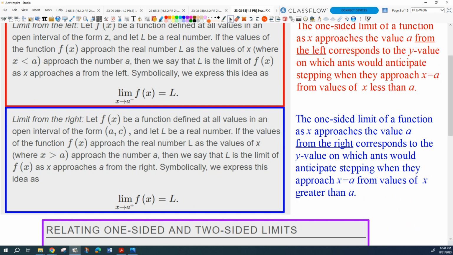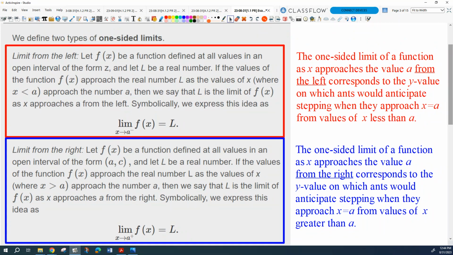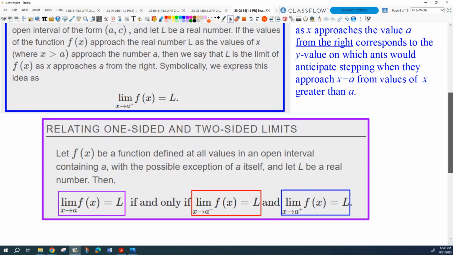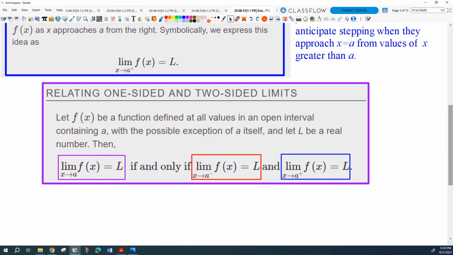Okay, so the plus sign in the superscript means that x is approaching a from the positive direction. Okay, from positive infinity, sometimes people say. And this is what we call a one-sided limit. So the one-sided limit of a function as x approaches the value a from the left corresponds to the y value on which the ants would anticipate stepping when they approach a. And then same thing for from the right. Okay, why is this important? Well, you'll see. We're going to look at lots of examples. But one thing this does for us is it tightens up our definition of a regular kind of two-sided limit.